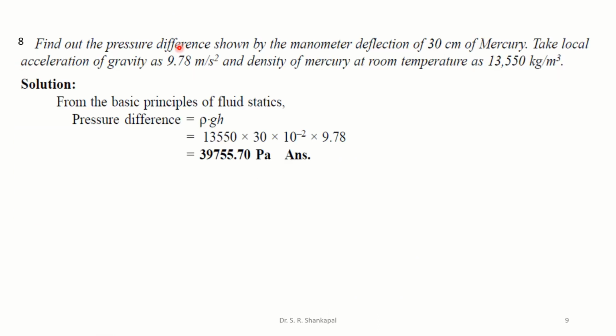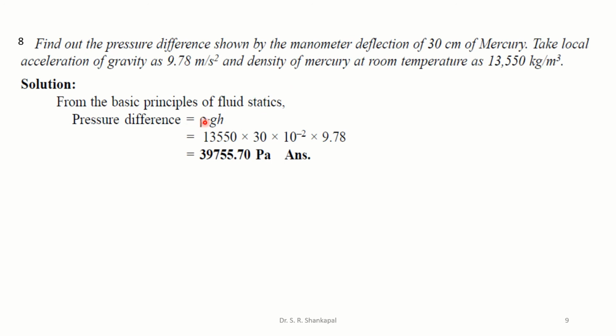Now, find out the pressure difference shown by the manometer deflection of 30 centimeters of mercury. Take local acceleration of gravity as 9.78 meter per second square and density of mercury at room temperature as 13,550 kg per meter cube. As I mentioned earlier, from fluid static principle, pressure is given by rho g h.